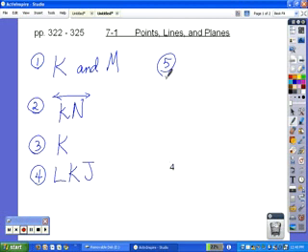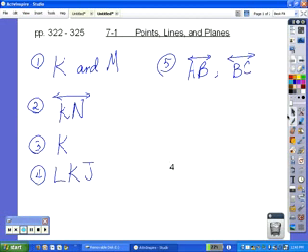For number 5, we're being asked to give 2 different ways to name the line. So we can name this line, line AB, which would be the same name as line BA. Or we can also name this line, line BC, which would have the same name as line CB. Another name that you could have given it was line AC or line CA.